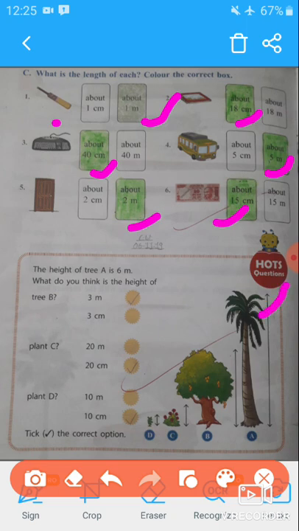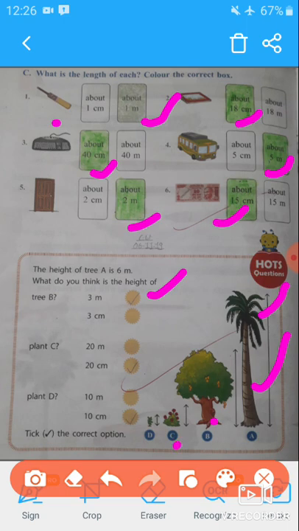Now let's come to the hot questions from this unit. The height of a tree is 6 meter. So students, this is tree A and height of this tree is 6 meter. What do you think is the height of tree B? So students, this is tree B. So what is the length of tree B? Is it 3 meter or 3 centimeter? Right, 3 meter. You will take 3 meter.